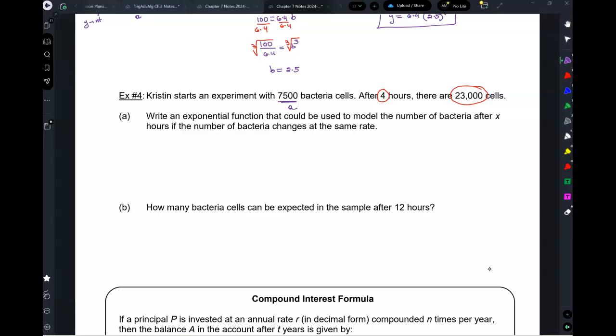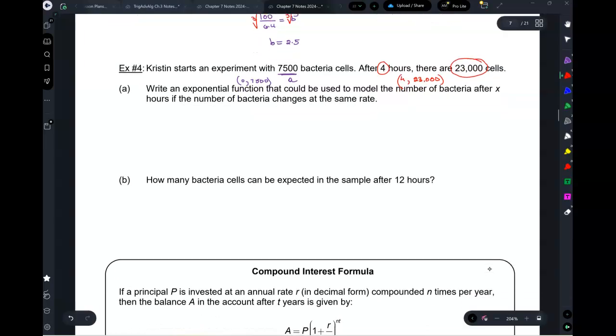The initial value is 7,500. That means when t equals 0, the value is 7,500. And then when t equals 4, the value is 23,000. Okay, here you have to be careful about your commas, right? Because you have a comma for the coordinate, you have a comma for the placeholder. I trust you to keep those in check.